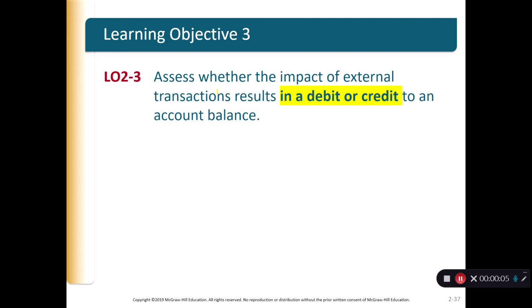Now we're going to talk about learning objective 3, which helps us understand, after understanding the impact of external transactions, whether that transaction is going to impact the debit side or credit side of the account balance. Do not worry about what debit or credit really means. Just remember that debit means the left-hand side of the account and credit means the right-hand side of the account.